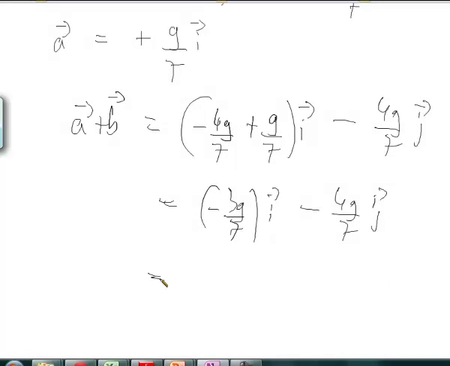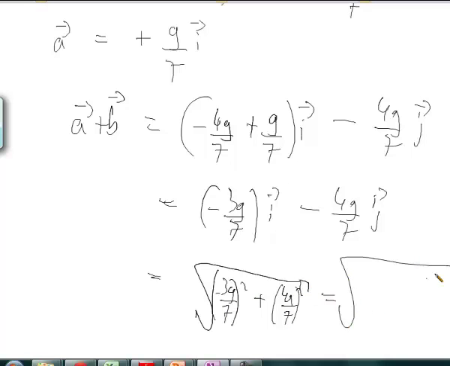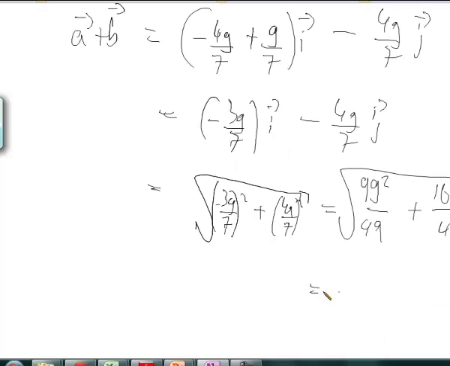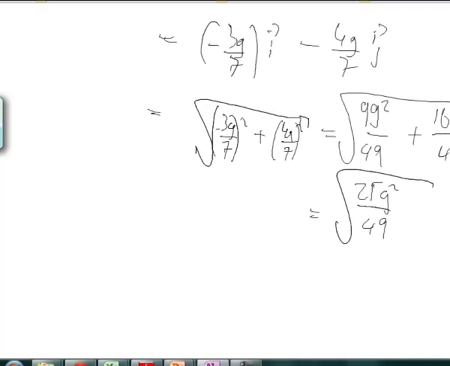And the magnitude of this will be equal to the square root of this squared, which is 3g over 7 squared plus 4g over 7 squared, which will be equal to the square root of 9g squared over 49 plus 16g squared over 49. That should be equal to the square root of 25g squared over 49. We can get the square root of all these things and we get 5g over 7 as the total acceleration.